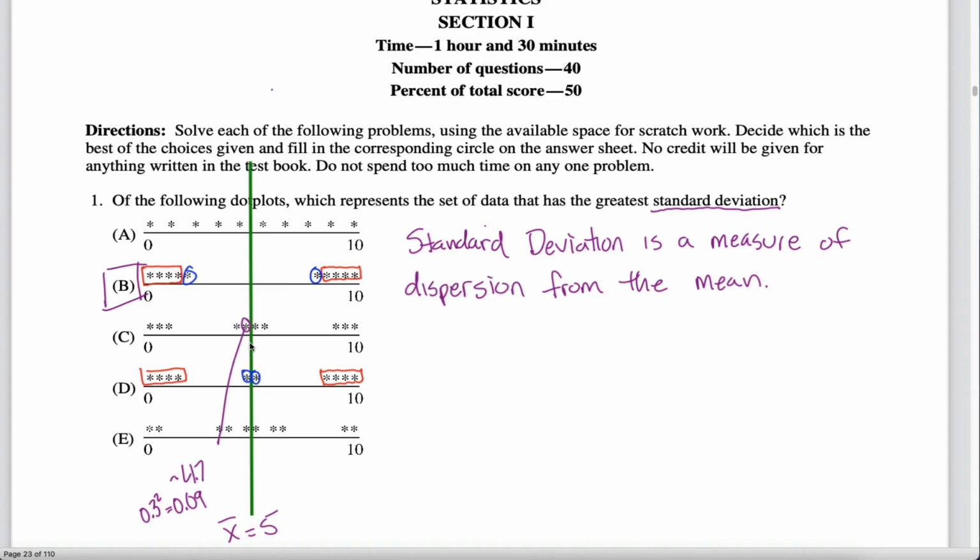But these 2 observations, because they're further from the mean than these 2 observations are, will contribute a greater amount to the standard deviation because the square of that larger number will be greater than the square of the smaller number. If you really wanted to prove, which is not necessary for the test, but may be good for your understanding for future problems, that the standard deviation in B is greater than the standard deviation of A, what you could do is kind of line up observations. These guys contribute the same amount to the standard deviation, but this contributes more than this, contributes more than this, contributes more than this, and this contributes more than this.